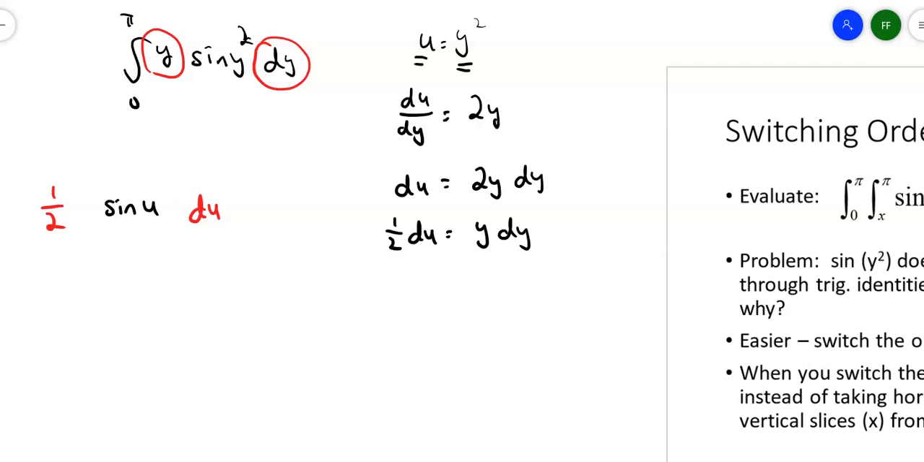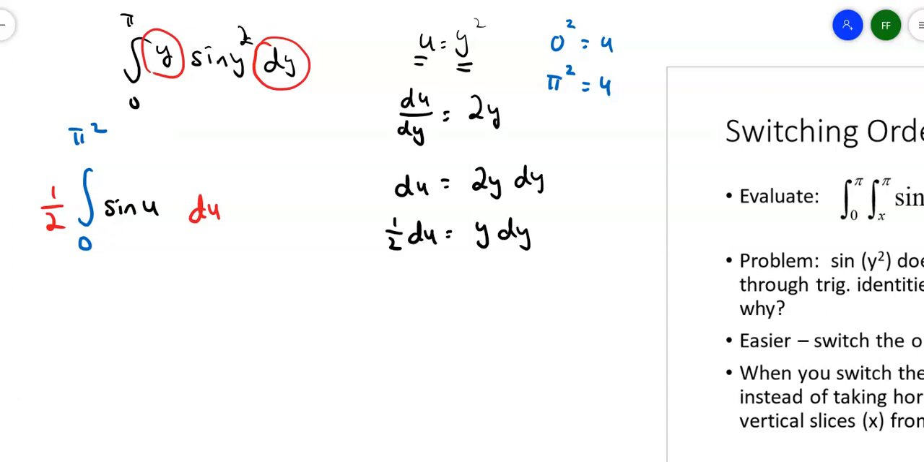The other thing I got to worry about is my limits of integration, because now they're not in terms of 0 and pi anymore. Now I want them in terms of u. So if u is y squared, let's put a 0 in for y. Zero squared is equal to u, so my lower limit of integration remains a 0. Now put a pi in for y. This time I'll get pi squared is equal to u, so this goes from 0 to pi squared.